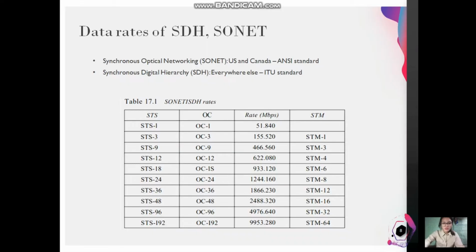Service providers' networks are complex and consist mostly of high-bandwidth fiber optic media using either Sonnet, or Synchronous Optical Networking, which is the ANSI standard in the US and Canada, or Synchronous Digital Hierarchy, which is everywhere else and is an ITU standard. So they're both pretty much interchangeable. And you can see the different signal hierarchies for both. They're just labeled either as OC-1 or STM-0, OC-3 or STM-1. Glancing through this table reveals some important points.